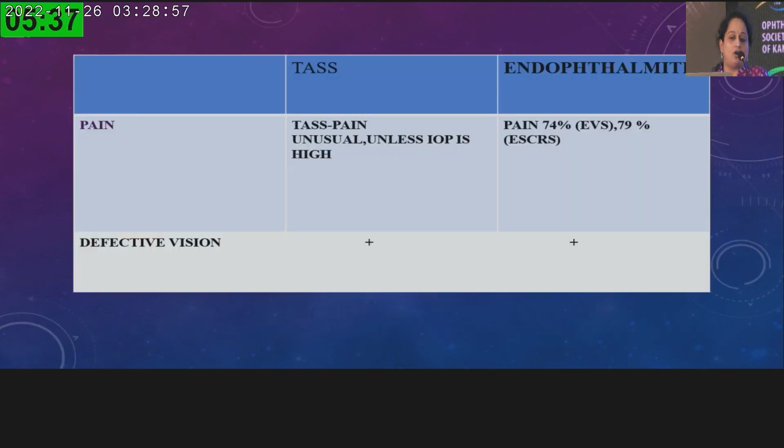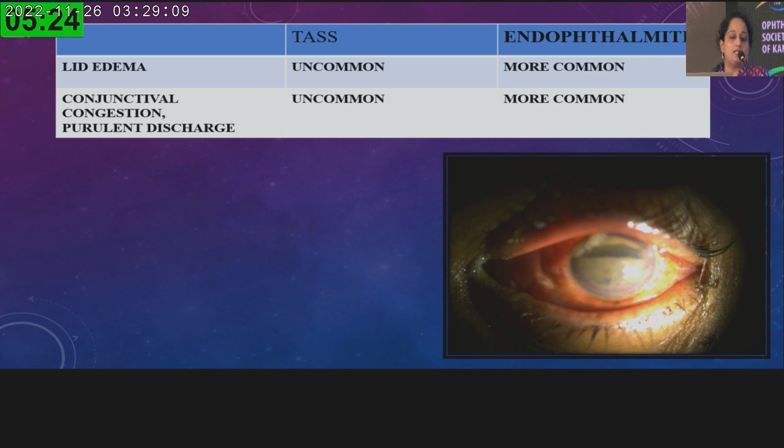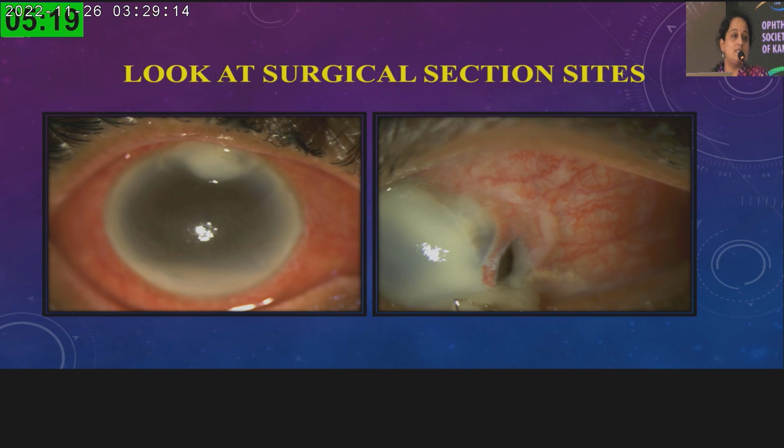So based on the symptomatology, pain is more in favor of endophthalmitis. However, you can get pain in TASS if there is high intraocular pressure. Both the conditions can cause defective vision. Lid edema, conjunctival congestion and purulent discharge are more in favor of endophthalmitis. Never forget to look at the surgical incision site, especially the upper lid has to be retracted and seen to see whether there is any corneal infiltrate, and the sections have to be inspected for wound leak or iris prolapse. Remember, once the cornea is involved, the game in endophthalmitis is gone and the prognosis is poor.